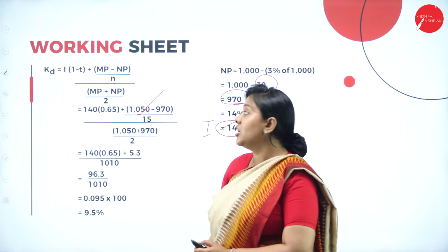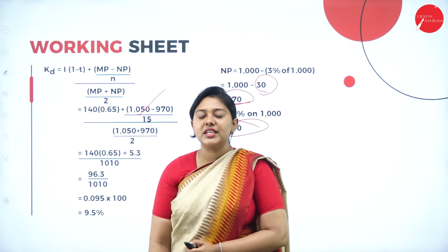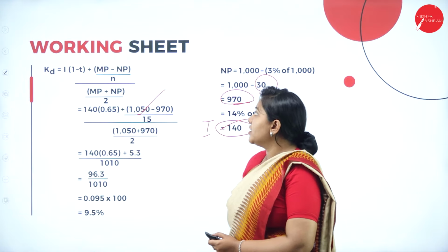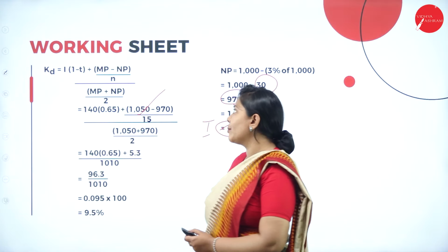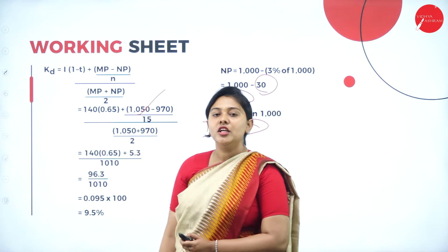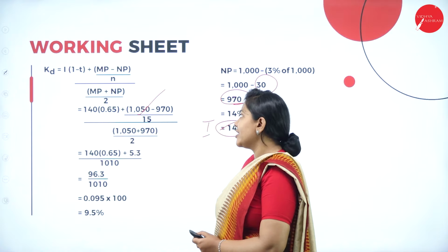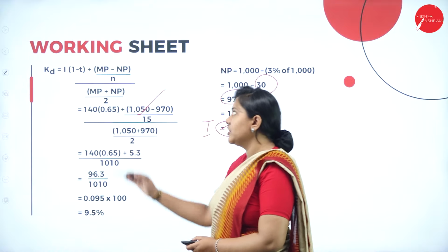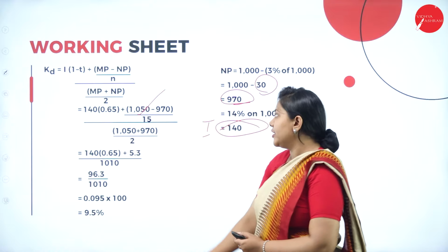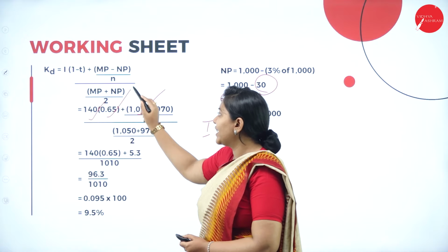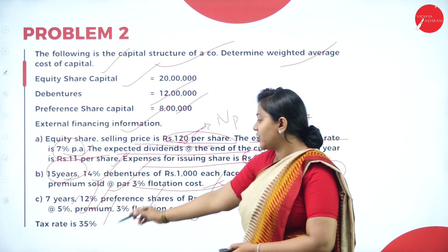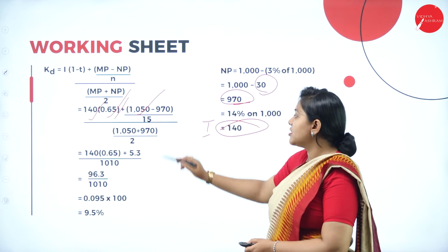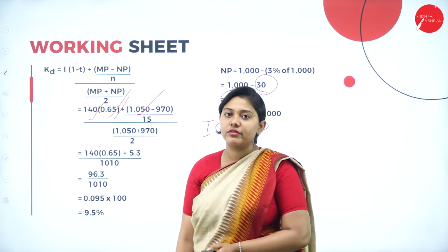So what is the formula? Interest into 1 minus tax rate plus maturity price minus net proceeds divided by number of years, whole divided by maturity price plus net proceeds divided by 2. So that is the formula. With respect to that, we have substituted all the values. Interest into 1 minus tax rate, the tax rate is 35%, remaining 0.65. We have substituted all the values as per the given information.